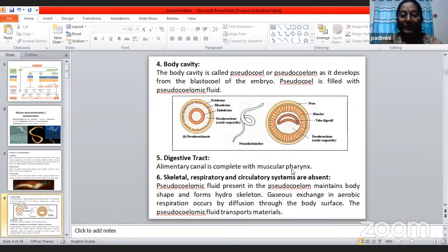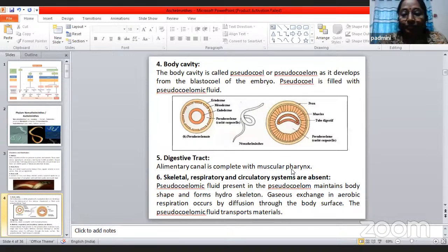Skeletal, respiratory, and circulatory systems are absent. So the skeletal system is absent. Why? Because they are not made up of any bones, and that's the reason why they are invertebrates. And also the skeletal system is replaced by the pseudocoelomic cavity, where the fluid is present in them.